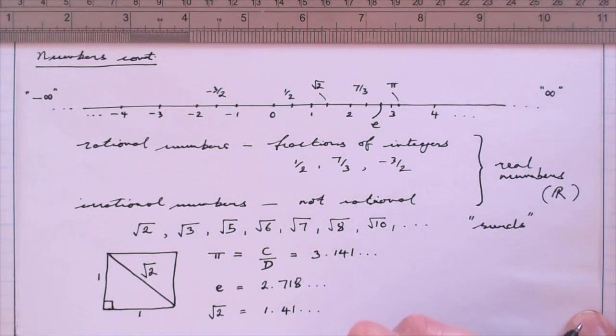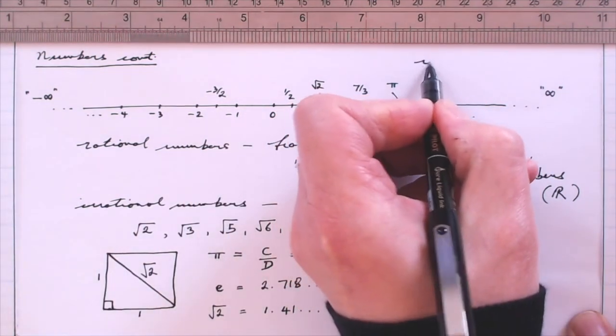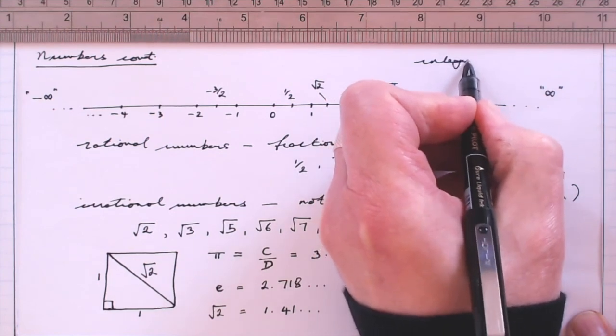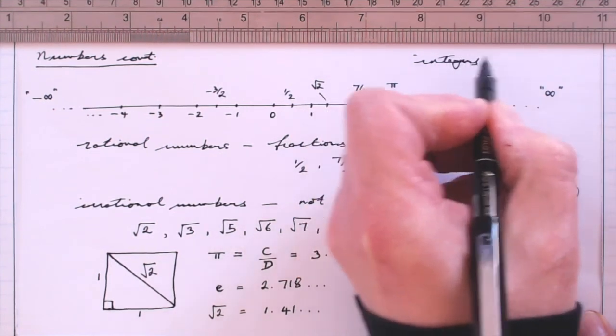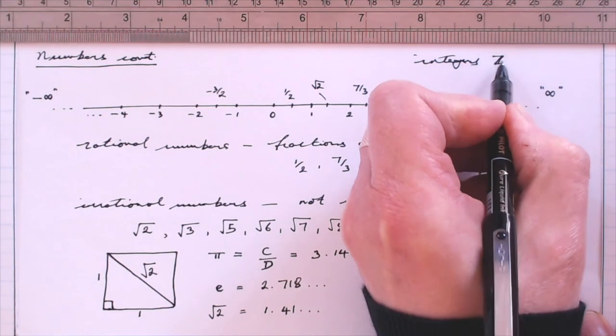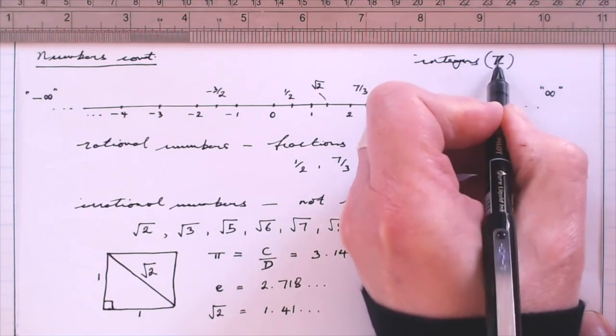I didn't mention this in the previous tutorial, but the integers that I started with are sometimes given the symbol Z, capital Z.